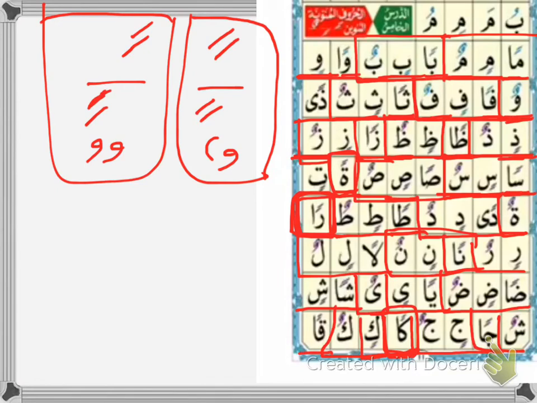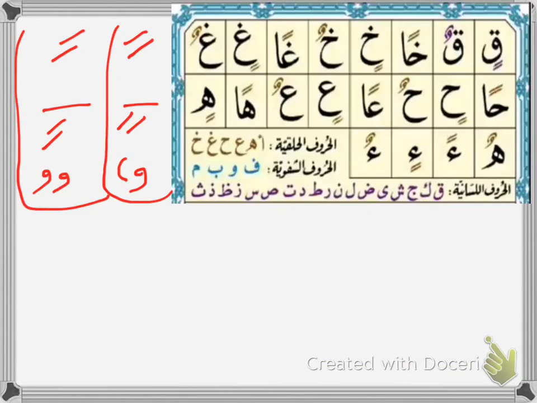قاف فتحتين قن. قاف كسرتين قن. قاف ضمتين قن. Next letter is the خا. خا فتحتين خن. خا كسرتين خن. خا ضمتين خن.